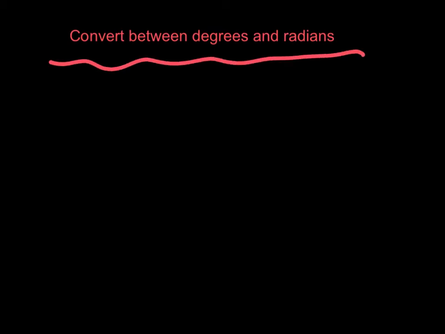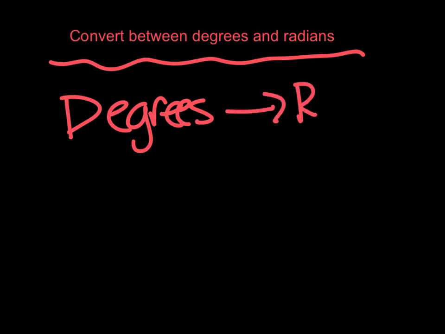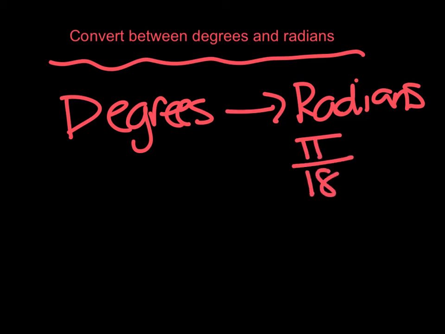Okay, next I want to convert between degrees and radians. So now I want to convert from degrees to radians. If I want to go from degrees to radians, you're going to multiply by pi over 180.